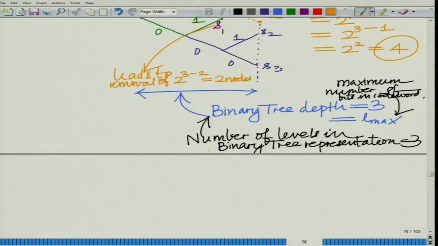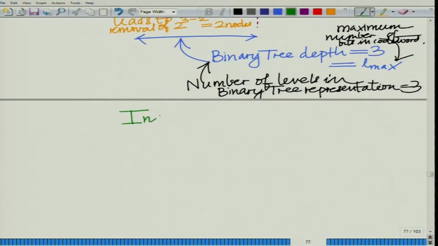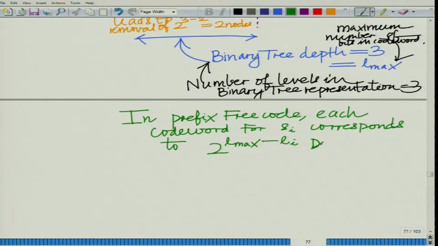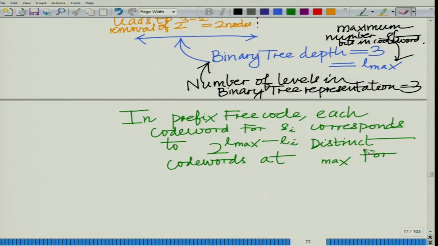Therefore each code word, so to summarize this, in the prefix free code, corresponds to 2 to the power of L max minus Li distinct code words at depth L max, or at the depth of the binary tree.